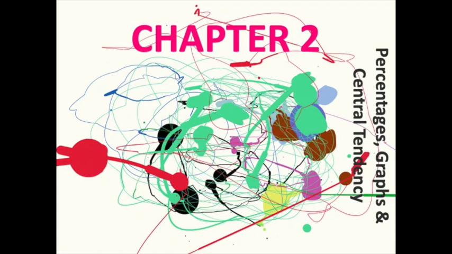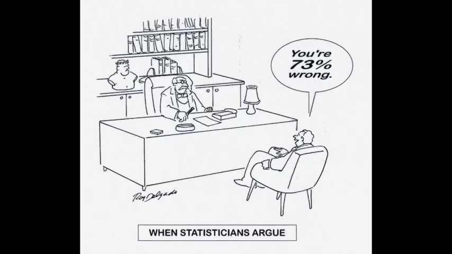Welcome to Chapter 2. Chapter 2 is on percentages, graphs, and measures of central tendency. All of those are descriptive stats. So as you remember from Chapter 1, there's those two broad categories of statistics, descriptives and inferential. In this beginning portion of the semester, we're covering descriptives. And so these are our first set of descriptive stats.